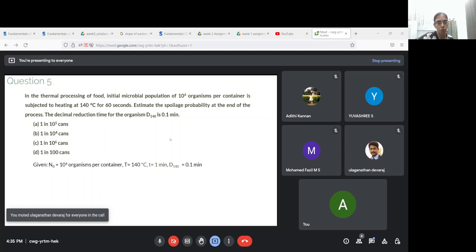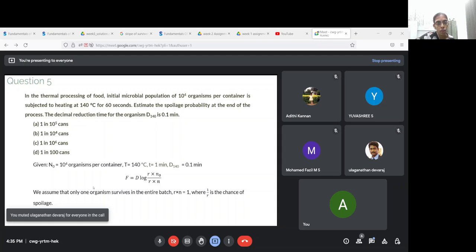So how you go about finding spoilage probability is that first we need to understand why we are dealing with per container here. Previously our equation was log N naught by N is equal to F by D. That is F is equal to D log N naught by N. But now you have a certain value called R multiplied along with N naught. Since we're dealing with per container, you have to find out the total number of organisms present. So you'll have to multiply it with the total number of containers present with you. So R stands for the number of containers.